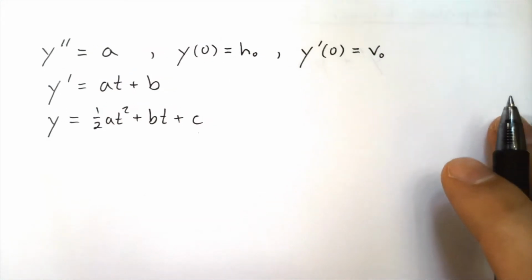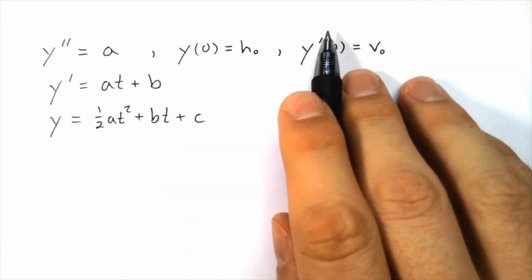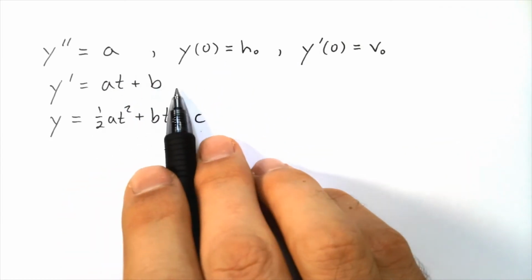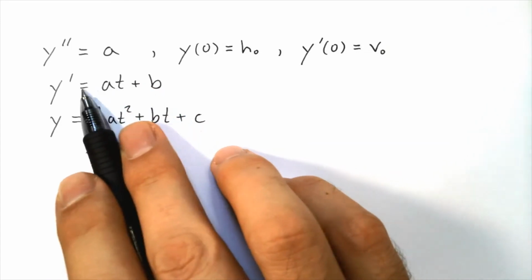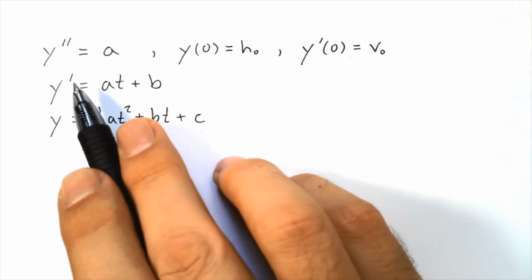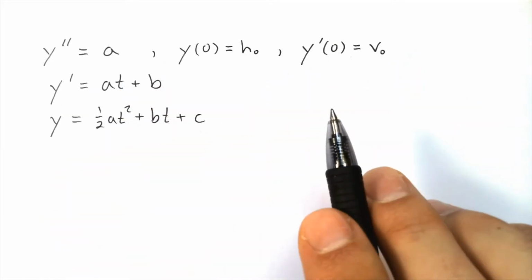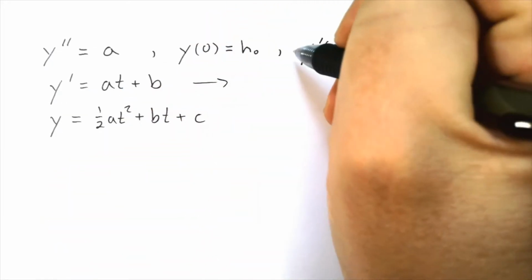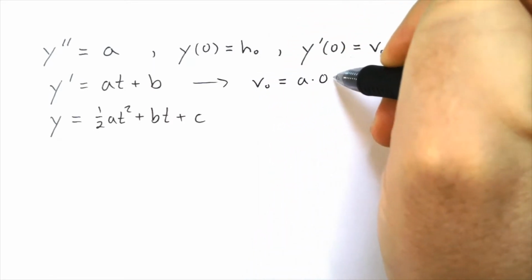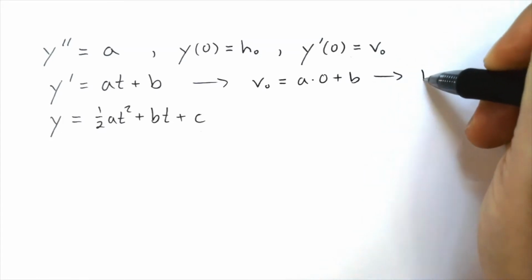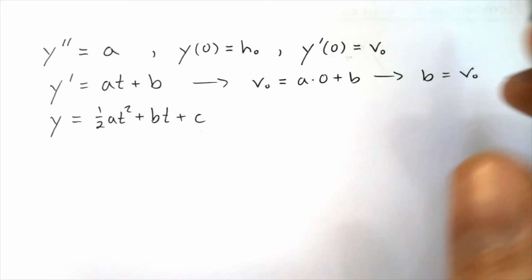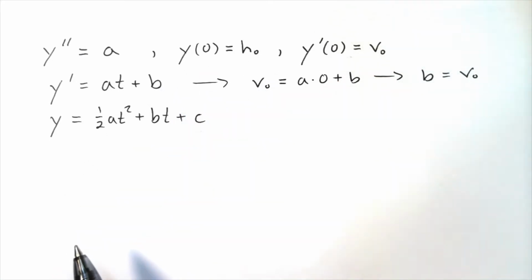Okay, so if we impose these initial conditions, we can see what happens down here. Well, that will allow us to determine these constants. So if I go down to this equation and use this, well, this is saying that when t is 0, y prime is v0. So this thing becomes v0 equals a times 0 plus b. In other words, b is equal to v0. Right, so we figured out what the constant b was.